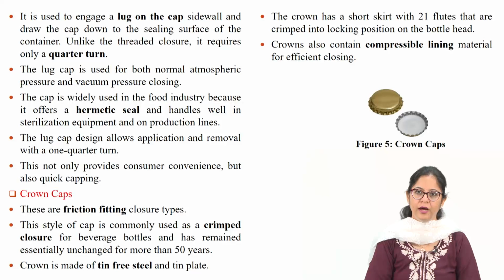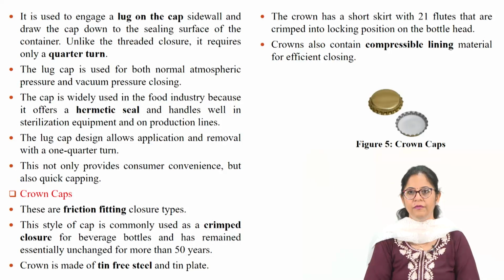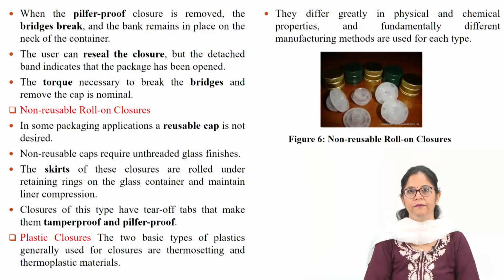Next are the crown caps. These are friction fitting closure types. This style of cap is used as a crimped closure for beverages and has remained essentially unchanged for a period of 50 years. It is made from tin-free steel and tin plate. It has a short skirt with 21 flutes that are crimped into locking position on the bottle head. The crowns also contain compressible lining material for effective closing.